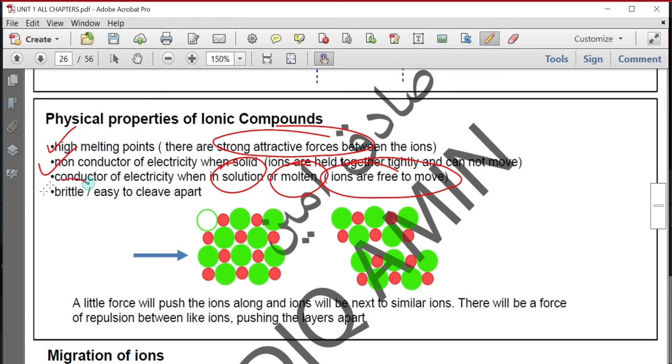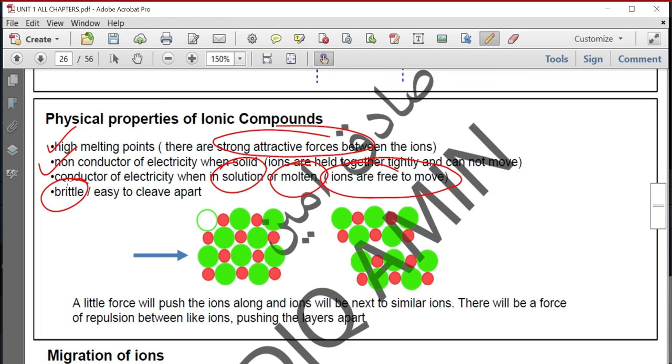And one of the properties is that they are brittle in nature. Brittle means you can hammer them into pieces or shatter them into pieces. Like sodium chloride can be easily broken into pieces with a hammer. Right?